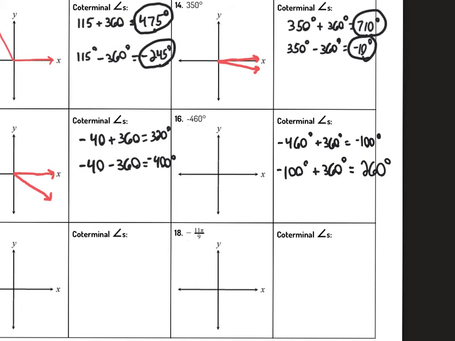And it's a lot easier for me to see what this will look like graphed. If I think of 260 degrees, 270 degrees would be 3/4 of the way around, or negative 100 degrees would be a little bit more than negative 90 degrees. So that should be my angle.